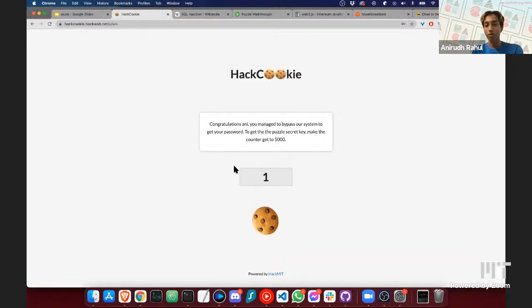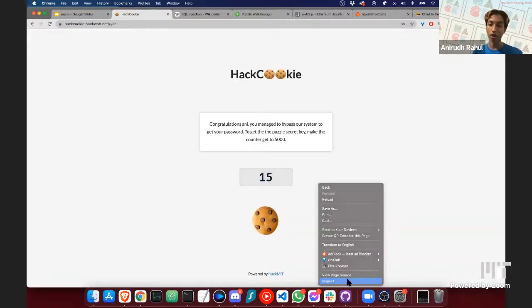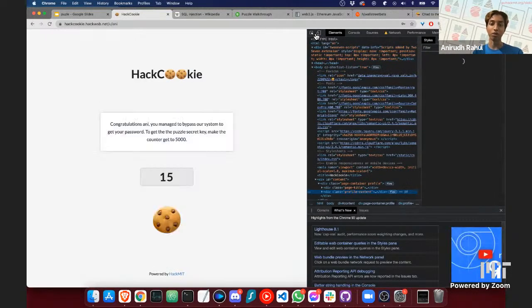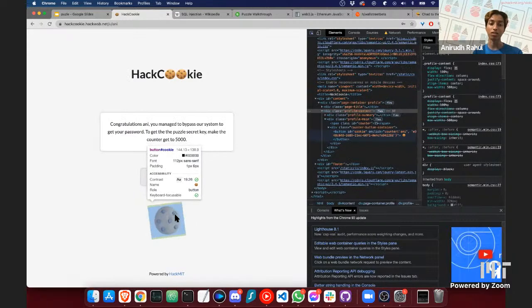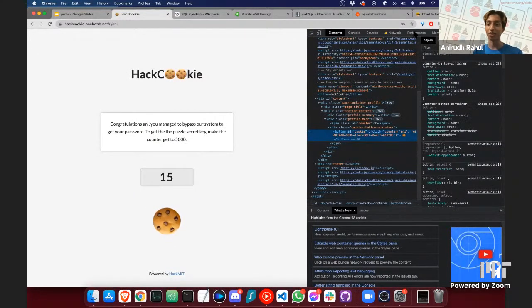Okay, and then the second part of the puzzle is more self-explanatory, right? You've bypassed the system and now you have to get your counter all the way to 5,000. So you start clicking the cookie, right? It's cookie clicker. The numbers go up by one every time you click. But obviously you don't want to click this button 5,000 times to get to the next puzzle. So we're gonna try to find a better way to do this.